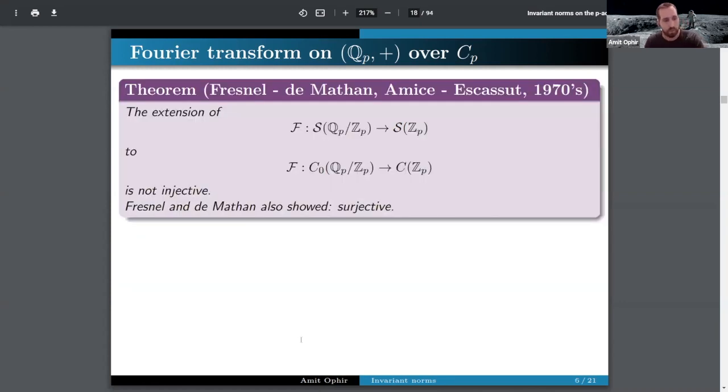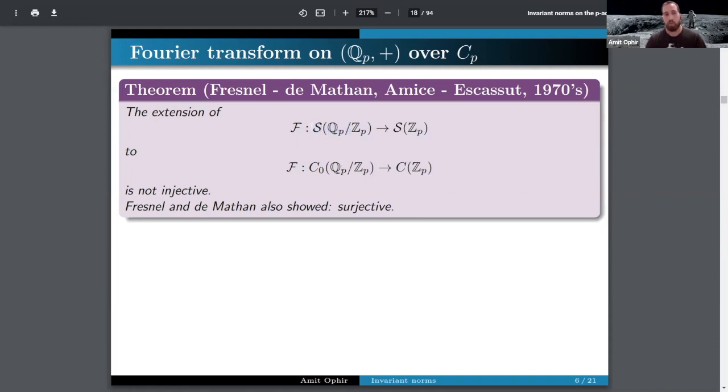Okay, I'd like to mention two results about the bad behavior of the p-adic Fourier transform. The first result is from the 1970s. It was proved independently by Fresnel, de Mathan, and Amice and Escassut. And it says the following: if you consider the subspace of the space of Schwartz functions of those functions which are constant on cosets of Z_p, right? This is this space here.